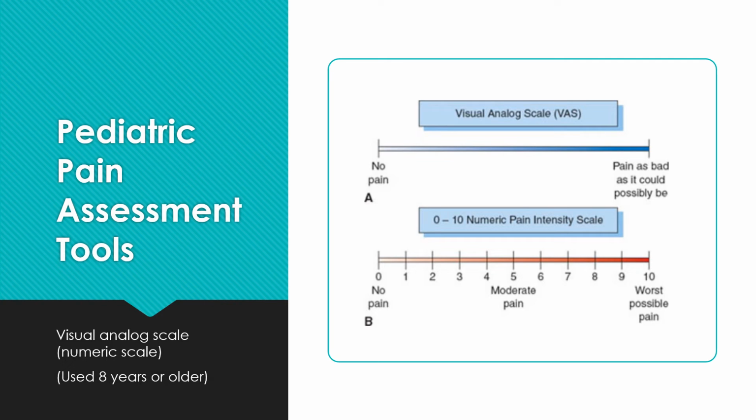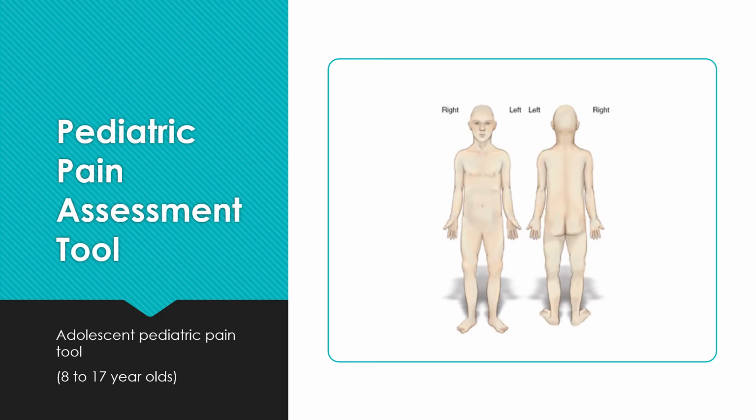All of you should be familiar with the visual analog scale, right? That's that number scale. Usually 8 and up can use this. Can you rate your pain from 0 to 10? 0 being no pain, 10 being the worst possible pain you've ever experienced, and then they can give you a number in between there. As far as adolescents, 8 to 17-year-olds, you could use this picture drawing, right? They can point on the picture to where their pain is actually located.